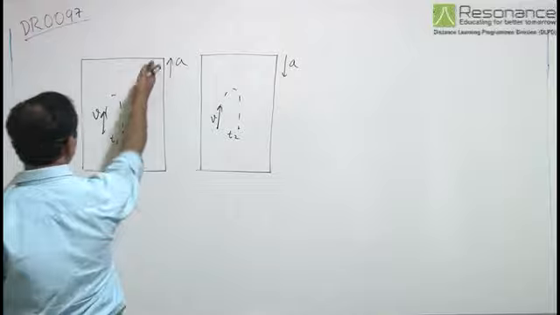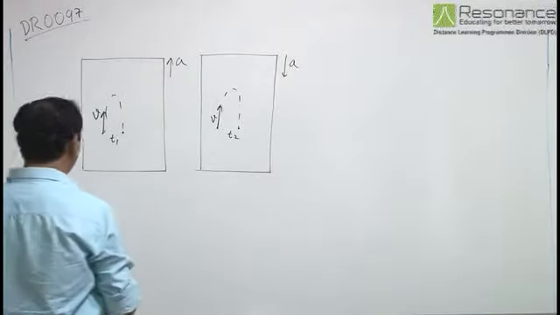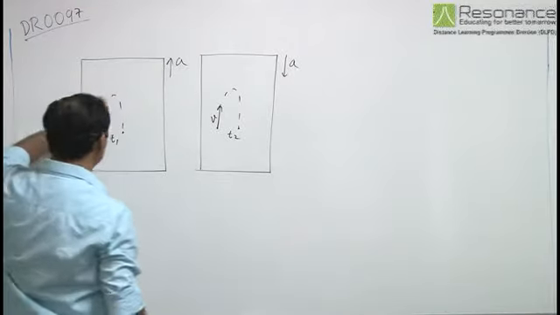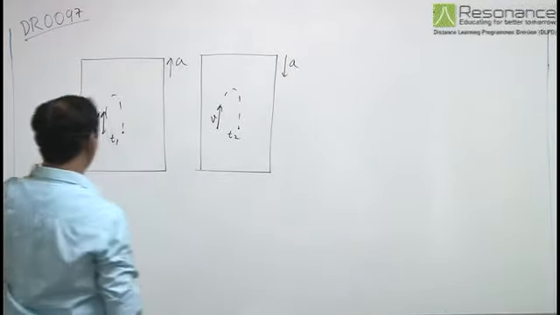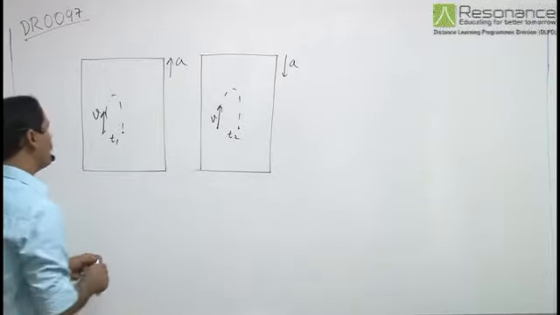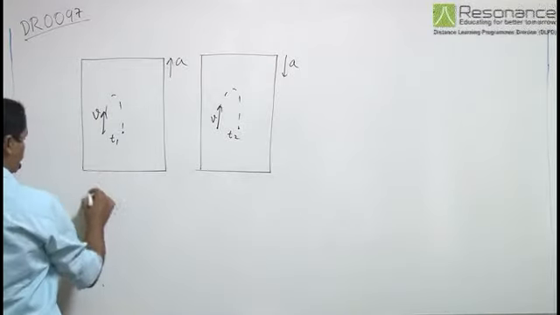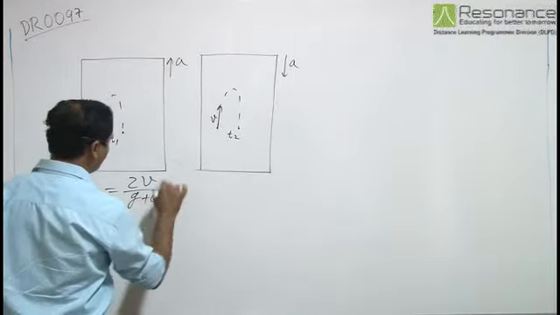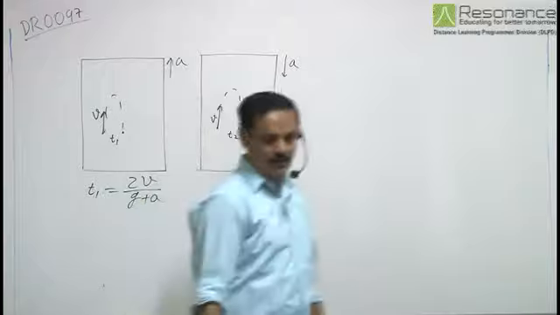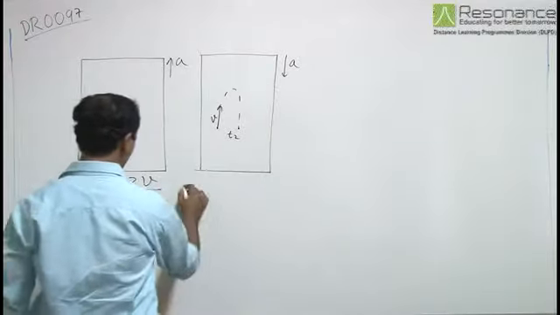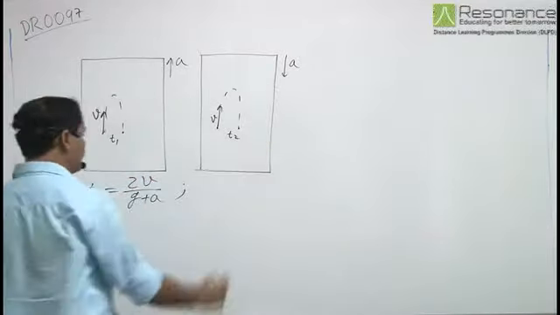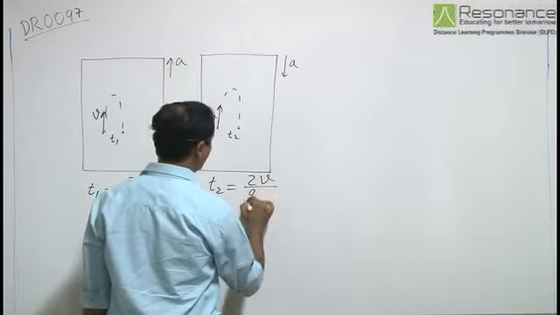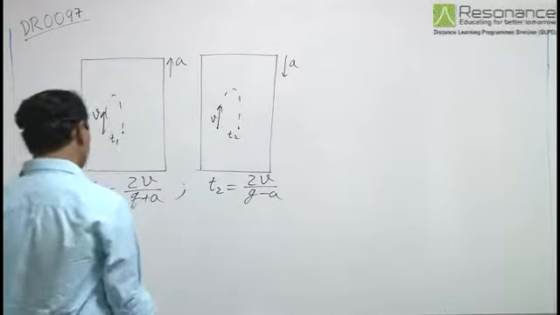So the lift is ascending with a, so for the velocity of the particle with respect to the lift, as g is downward, the acceleration of the particle with respect to the lift is g plus a. So the time of flight t1 is equal to 2v by g plus a. This is in the first situation. And similarly, when the lift is descending, the time of flight t2 is equal to 2v by g minus a.